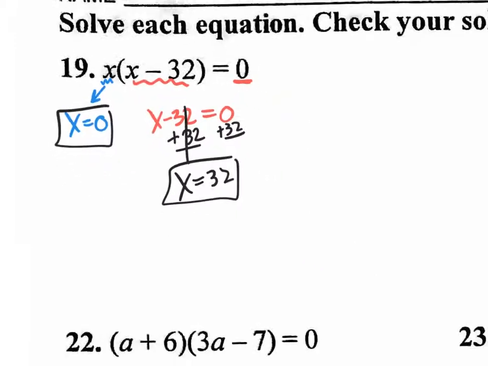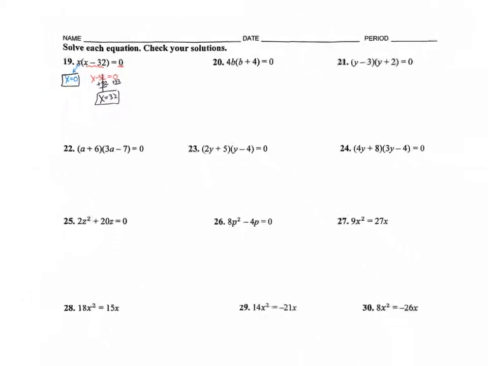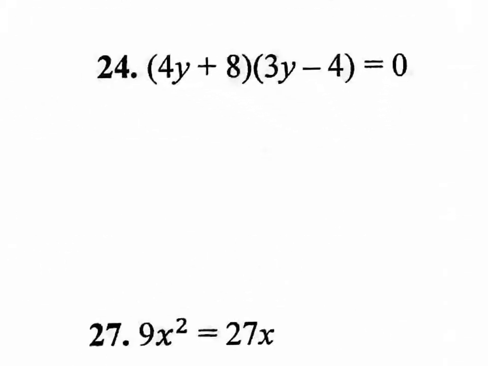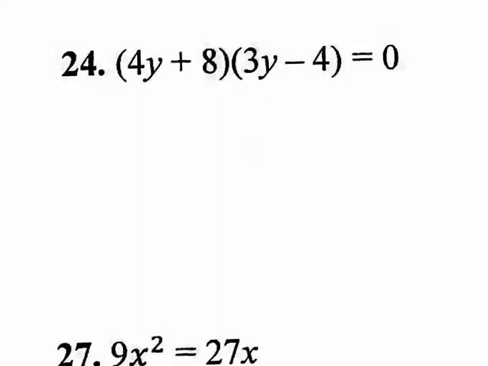So all of these, 19, 20, 21, all the way to 24, they're all done the same way. They're all already factored for you, right? Let's take a look at number 24. What am I going to do here? Since it's already something times something equals 0, what do we do? The zero product property allows you to take the first something, set it equal to 0, take the second something and set it equal to 0.